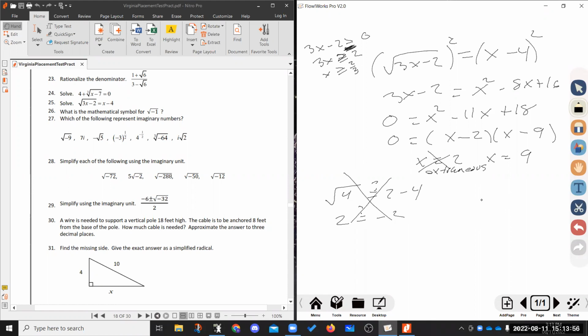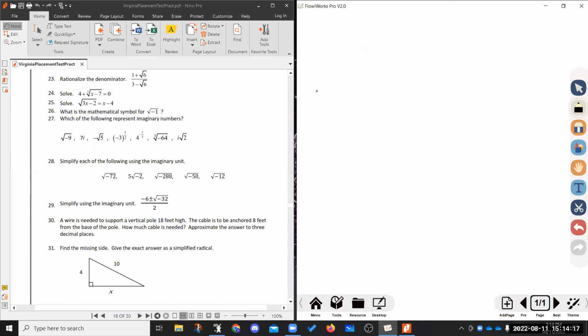Let's look at 9. 27 minus 2 is 25. Is that the same as 9 minus 4? 5 is equal to 5. So that's a good solution. Sometimes you get 2 answers, sometimes you get 1 answer, sometimes you get no answers. You just need to check out what's going on here.